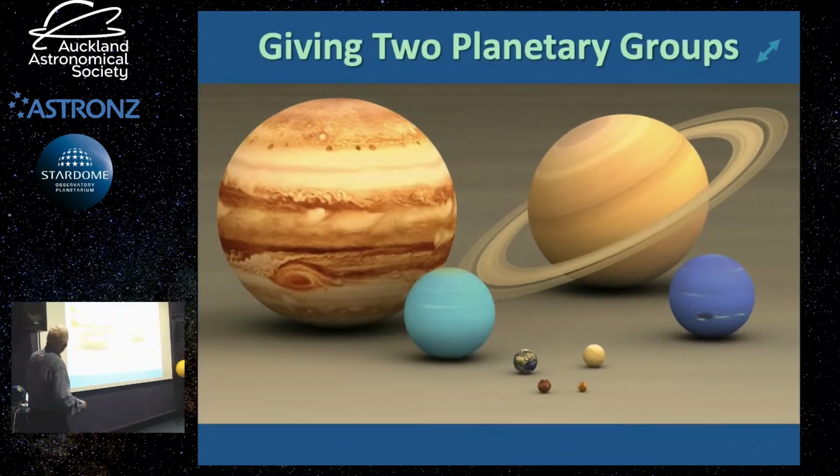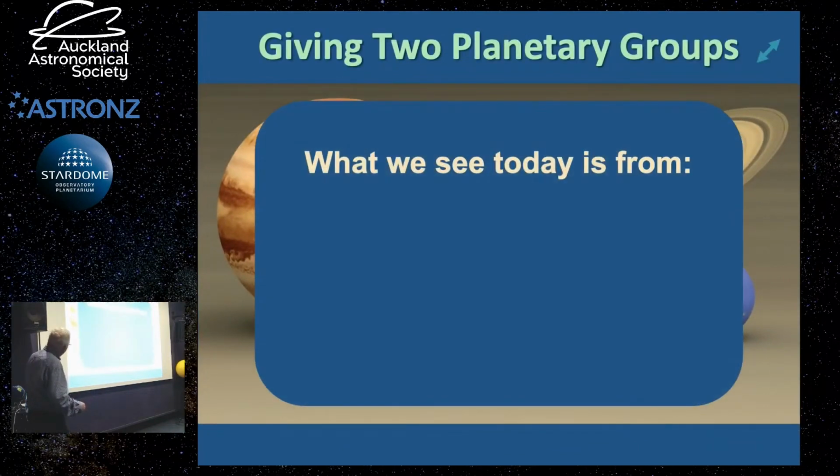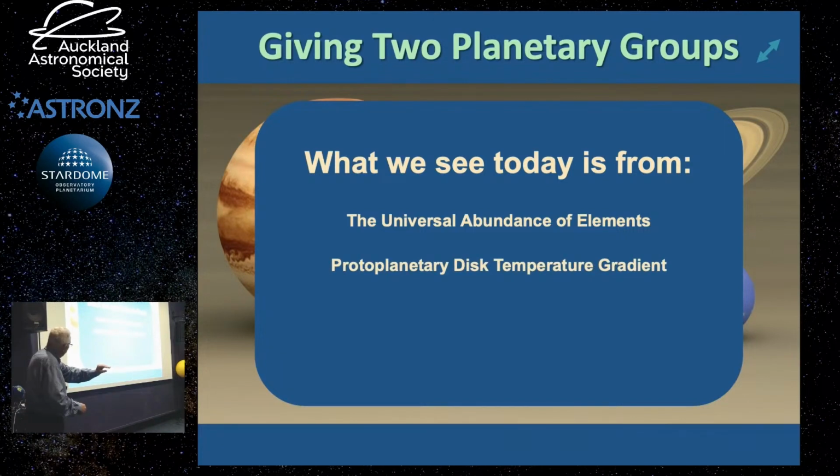So that gives you 2 planetary groups. So what you see today in the solar system, how things are, is from the universal abundance of elements. 98% is hydrogen, helium, about 2% of the material go to make up the ices, and only a tiny amount make up the rocks and metals. The protoplanetary disk temperature gradient, in other words, that disk around the early sun where the planets were going to form, as they started condensing out, you had that temperature gradient, really, really hot, too hot for ices in the inner portions. So that's why you get all the ices forming further out.